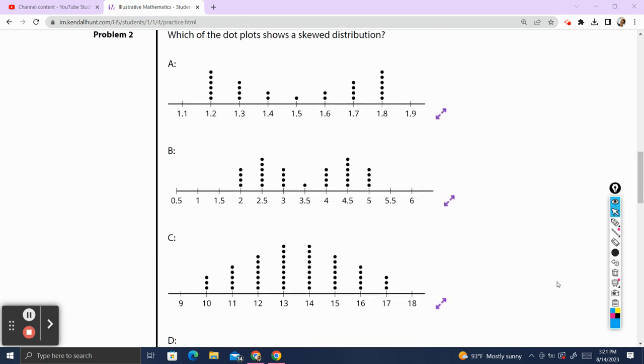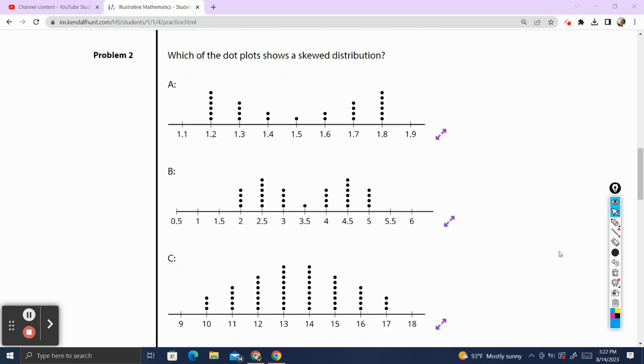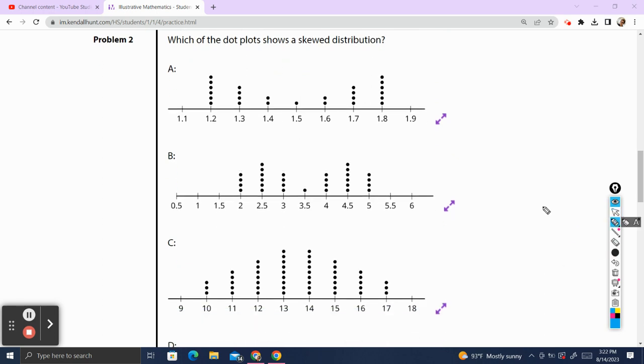Problem number 2. Which of the dot plots shows a skewed distribution? So let's look at all 4 dot plots that we have below. A skewed distribution means that one side is kind of dragging out. So let's look at the images that we have, and actually our fat marker works pretty well for this.